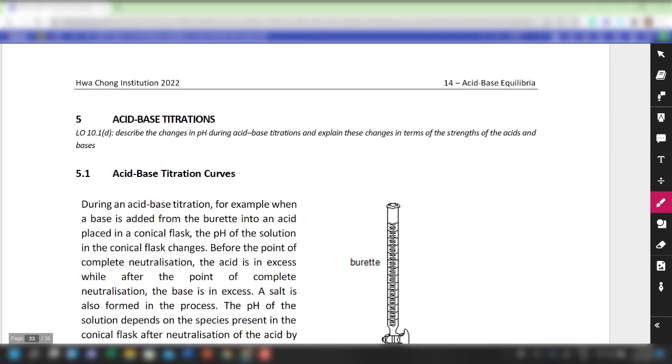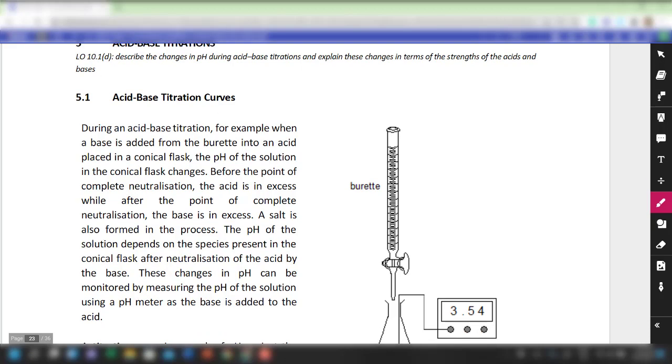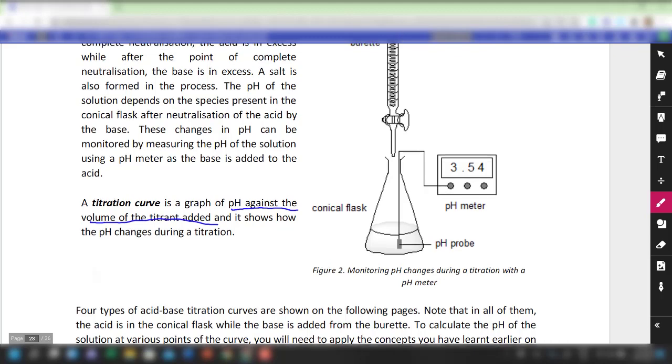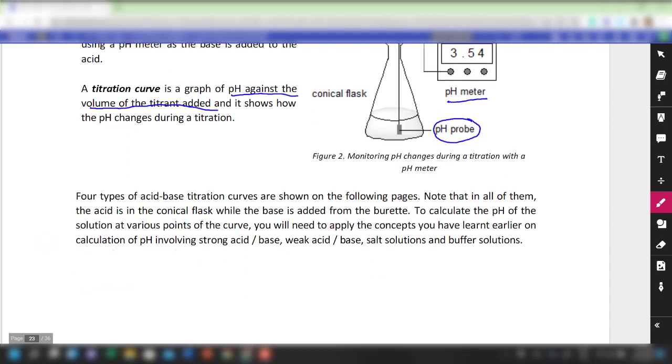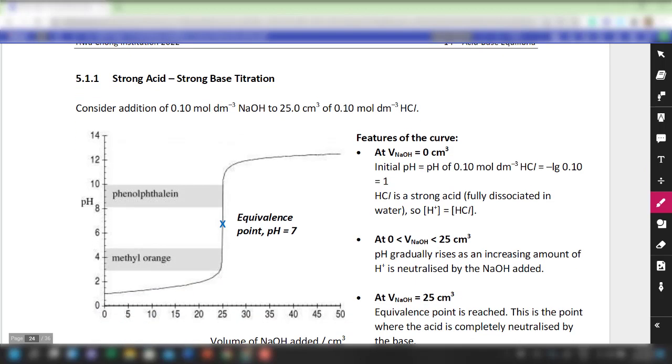Okay, moving on to section 5, we are looking at acid-base titrations. We will first look at the acid-base titration curve, which is a curve you obtain by plotting the pH against the volume of the titrant added. It showcases how the pH changed during the titration. Usually the pH is measured using a pH meter, where you insert a pH probe in, and then you will be able to see the reading in real time. Okay, so we will just go straight to the strong acid, strong base titration.